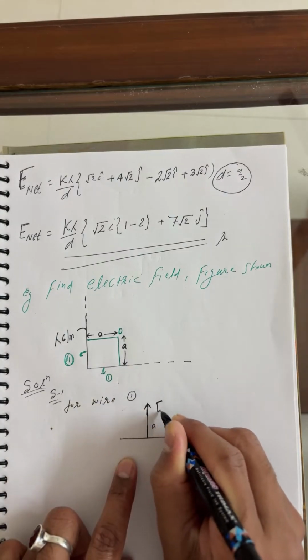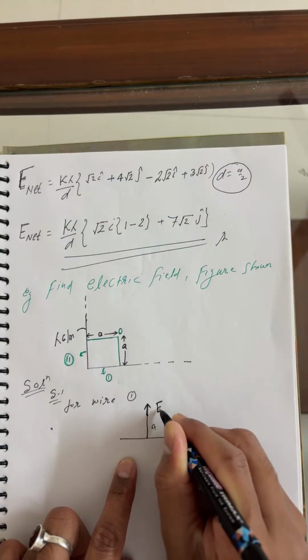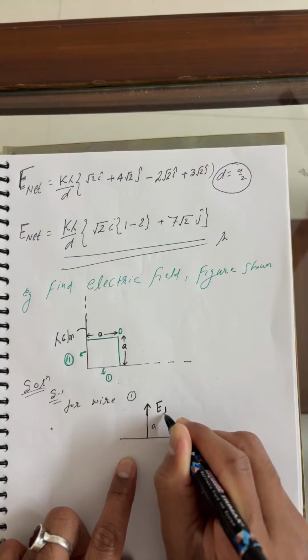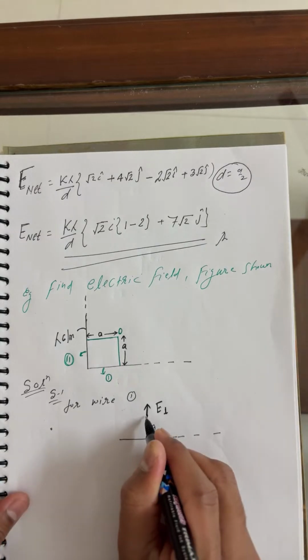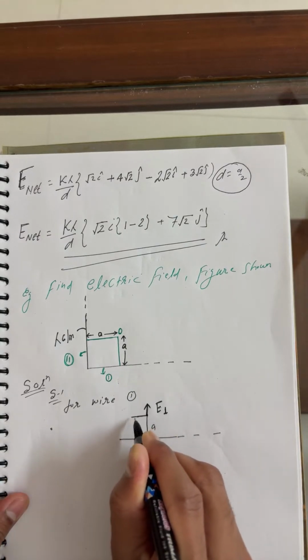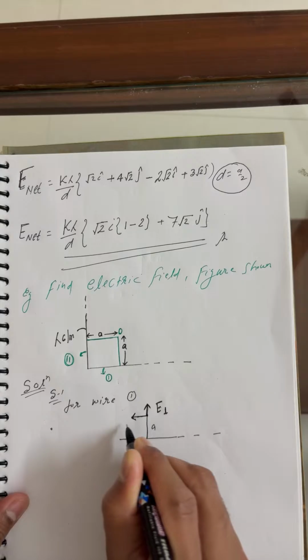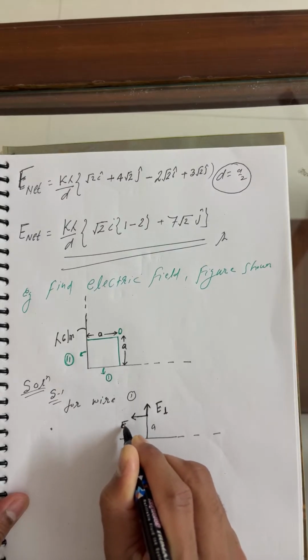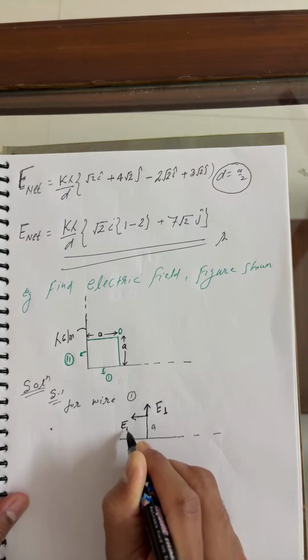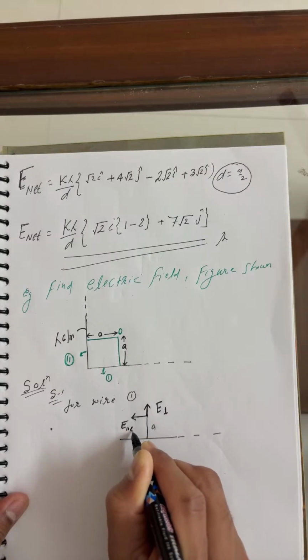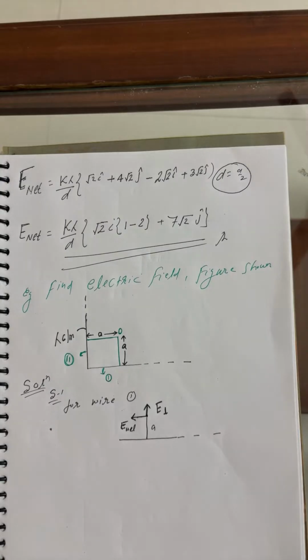This is E perpendicular, and this is E parallel. What can you say? E perpendicular, and E is parallel. Okay.